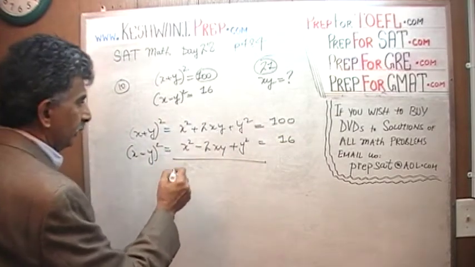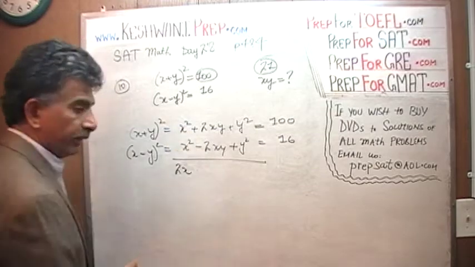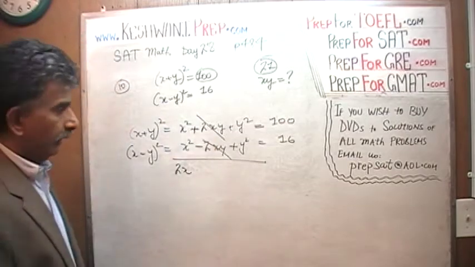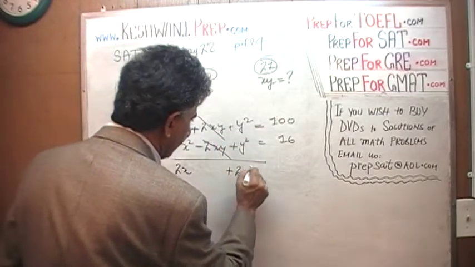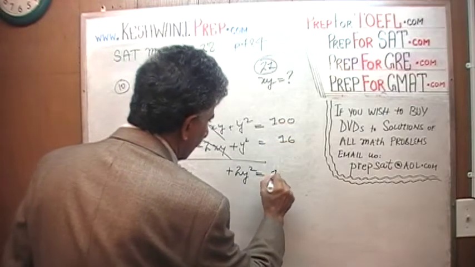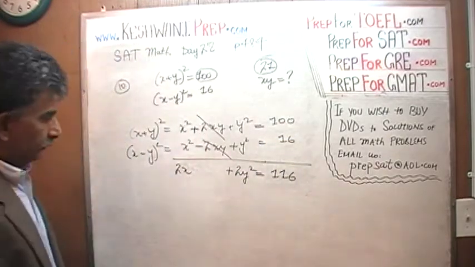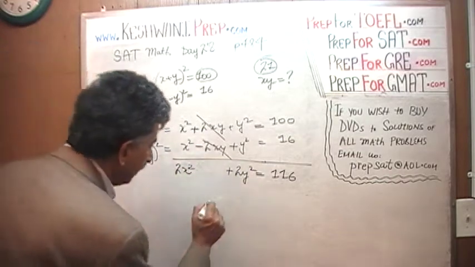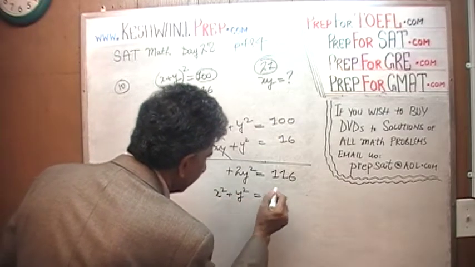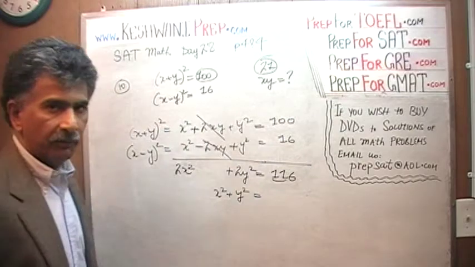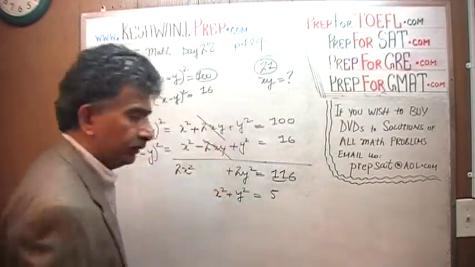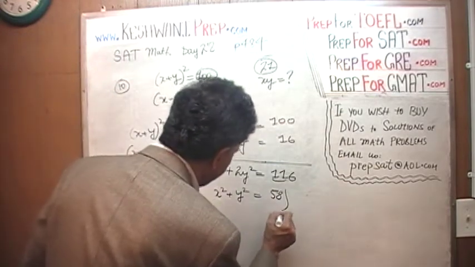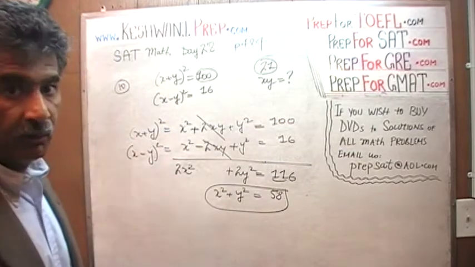When we add them up, we find 2x squared, x squared and x squared. Here we have a positive 2xy and here we have a negative 2xy. They're going to cancel out. And here we're going to end up with 2y squared. And that equals 100 plus 16, 116. So we have 2x squared plus 2y squared equals 116. Let's divide the entire equation by 2 and we find that x squared plus y squared equals half of that. How many 2's in 11? 11 has 5 2's. The remaining one goes and joins the 6, becomes 16, and 16 has 8 2's. So x squared plus y squared equals 58.